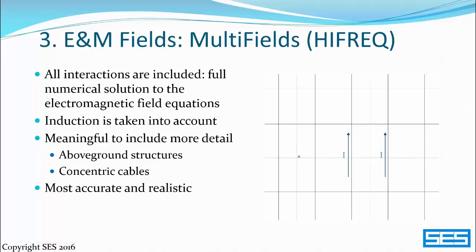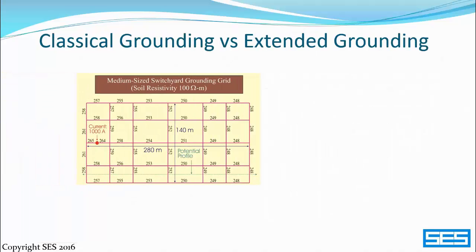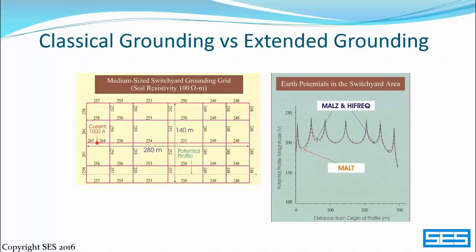Let's take a quick look at an example that highlights the difference between an electrically small and an electrically large grounding system. Here we have a simple rectangular grid in 100 ohm meter soil. At 140 meters by 280 meters, it's a decent sized grid. Here we suppose that there's a 1 kiloamp fault on the left-hand side of the grid. If we look at the potential profile along the bottom edge of the grid, we can see that in this case, the equipotential assumption fares pretty well. The MALT, MALZ, and HIFREQ results essentially match.